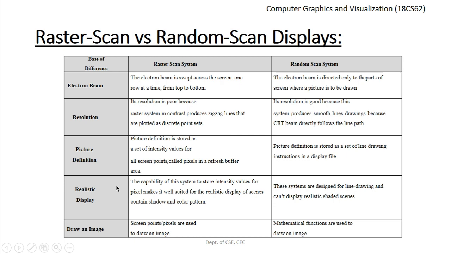So when we're talking about the realistic display, the capability of the raster scan system to store the intensity values for the pixel makes it very well suited for realistic displays of the scenes containing shadow or color pattern. Whereas random scan systems are designed for line drawing and can't display realistic shaded scenes. So if we want to have realistic shaded images or screen drawings, we can better go for raster scan systems. And drawing an image, in raster scan system, we use screen points or pixels to draw an image, whereas in case of random scan system, mathematical functions are used to draw an image. So these are the differences between raster scan and random scan systems.